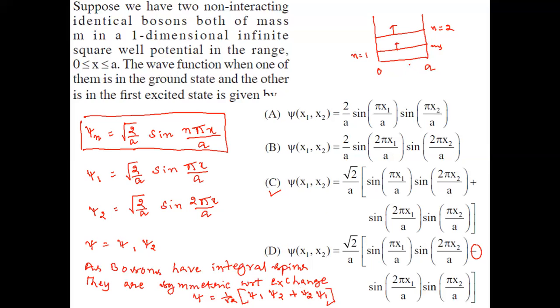We just wrote the wave function corresponding to this particle and the wave function corresponding to the other particle by placing n equal to 1 and n equal to 2 in the general wave function equation. We get these two. When you multiply these two, you get the total wave function. Then, with the concept that bosons are symmetric with respect to exchange, the total wave function is modified to 1 by root 2 times psi1 psi2 plus psi2 psi1. So the correct answer is C.